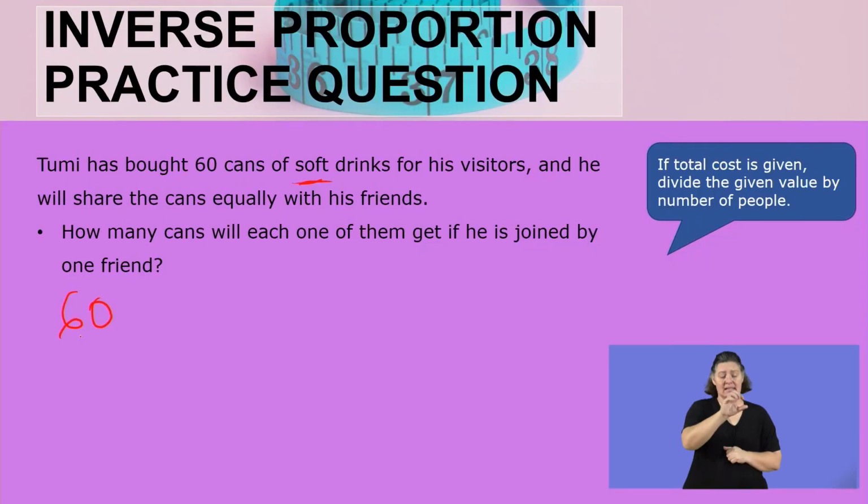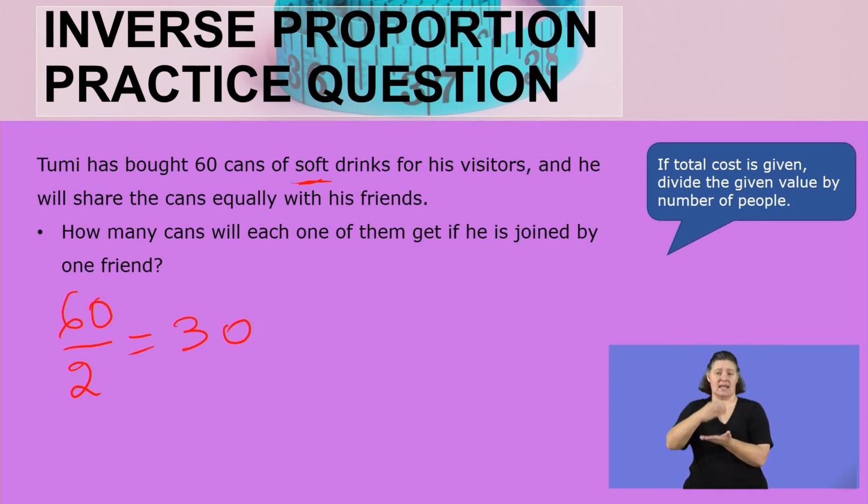So now, because he's with his friend, we will say 60 divided by 2. We can press the calculator together, and as we divide 60 by 2, we get 30. Therefore, each one of them can drink 30 cans because there are 60 in total. So in a nutshell, once you see that the proportion is inverse or indirect, we are dividing by the number of people, if that context is dealing with the number of people.